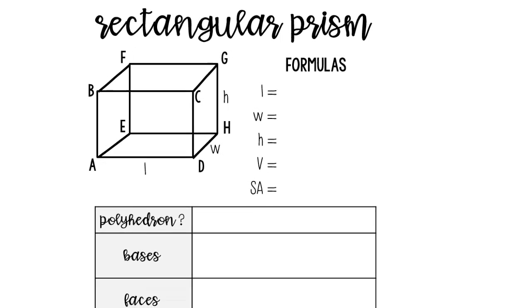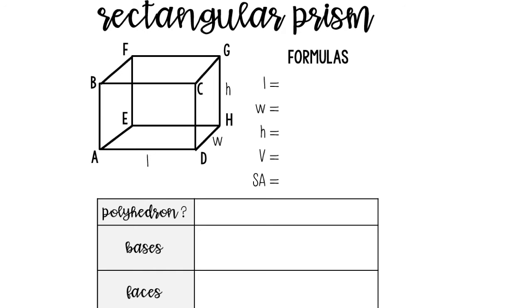Moving on, rectangular prism. Looks a lot like a cube, and you're right. The only difference is the sides are not always squares. They're more generally a rectangle. Let's see if I can get this to work. There we go. All right, so formulas that we need to know.